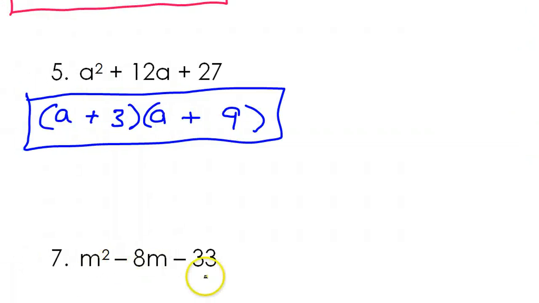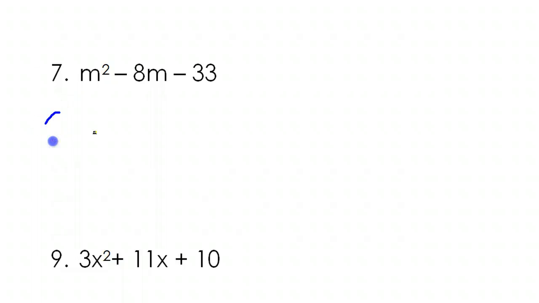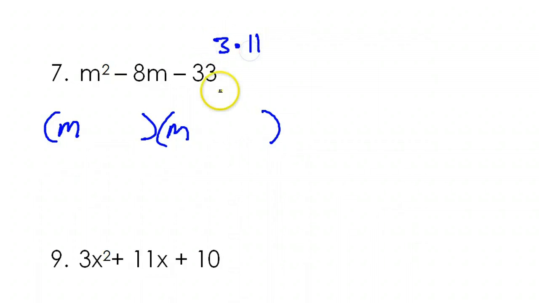Okay, let's try number 7. Again, there's no GCF. I see it's a trinomial. So let's go ahead and do binomial times binomial. M squared can only be m times m. Now when I look at 33, the first thing that pops into my mind is 3 times 11. So let's try that. Inner plus outer must equal middle. Inner, I have 3m. Outer, I have 11m.